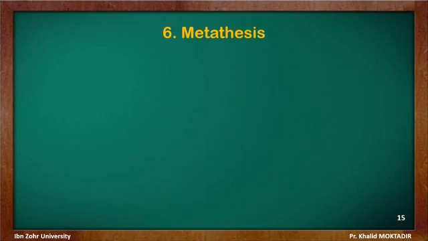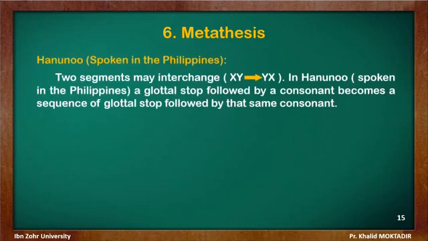Now we move on to metathesis. We pick up an example from Hanunoo, spoken in the Philippines. Two segments may interchange, where we have XY that becomes YX. A glottal stop, when followed by a consonant, is in another morphological form a glottal stop followed by the consonant. We shift and swap the order of the glottal stop and the consonant.